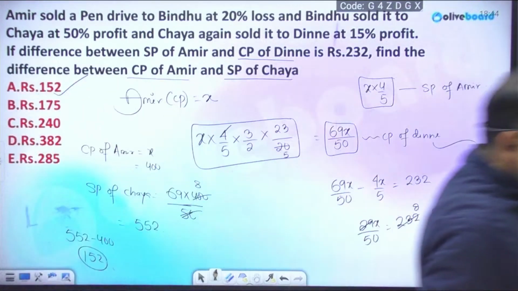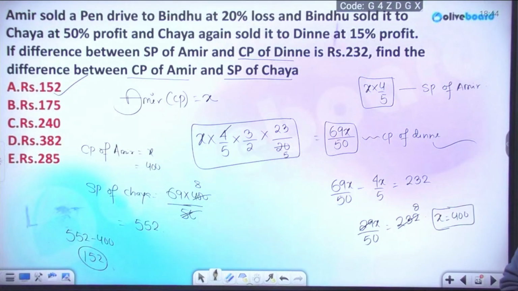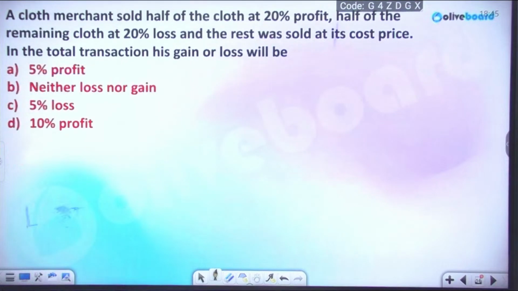Clear? Is it clear? That's the last second step. This X will be 400. 50 into 8 is 400. This was a beautiful concept. This is the concept of mediocre values. Now clear? Okay.